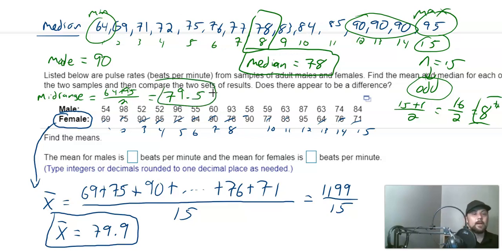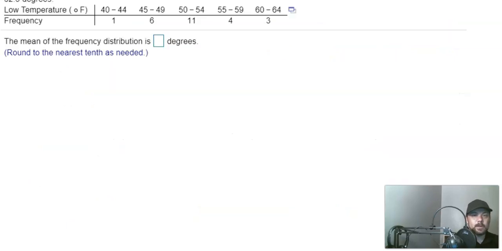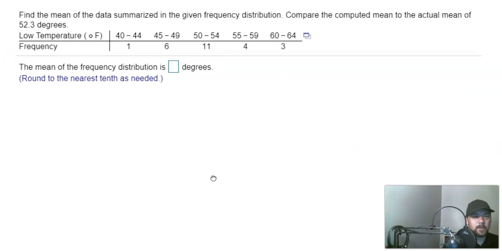All right. So not that it asked for that, but just to kind of review all the stuff we talked about in the video. I said we're going to skip that one, and I apologize that this is way off the mark here for some reason. Okay. So this is an example of finding the mean from a frequency distribution.